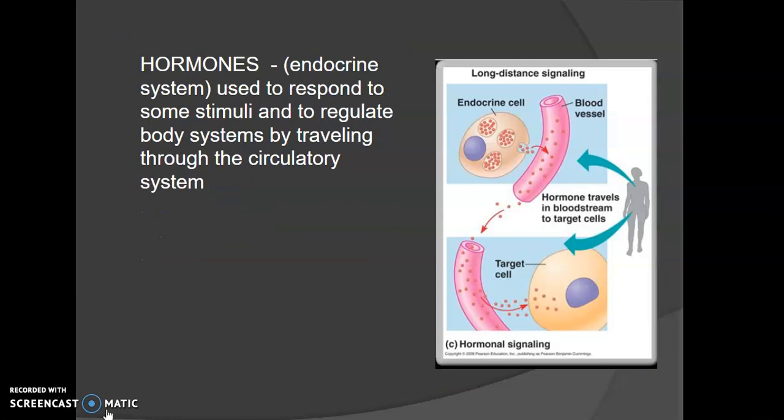Hormones are also part of the regulation system. This is the endocrine system in the body. Hormones allow animals to respond to stimuli and to regulate body systems. Hormones travel through the circulatory system and send messages to other parts of the body. So those two systems are the most important when it comes to regulation.